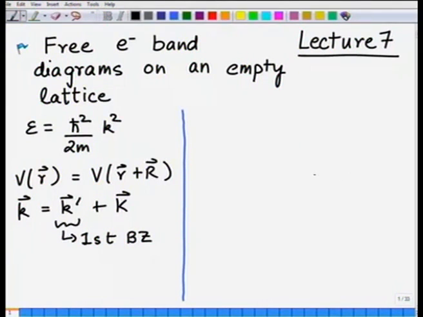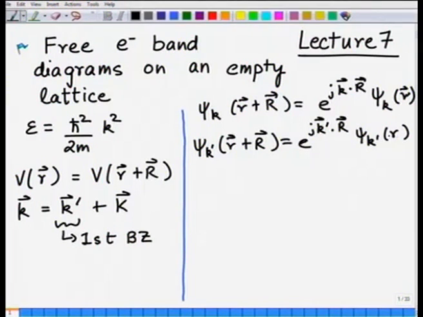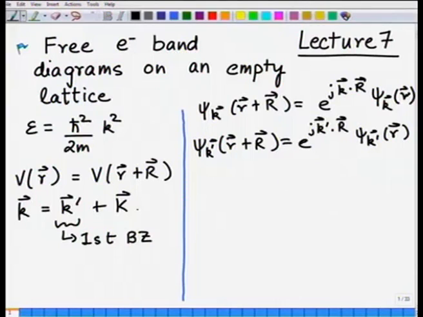The second thing I had shown you in the previous lecture was that there is no unique K which defines the wave function, namely phi of K at R plus R is simply equal to e to power j k dot R phi R, or I could also write it as phi K prime at R plus R equal to e to power j K prime vector dot R phi of R. So, now you can see that it does not matter whether you choose K or K prime, it is the same thing as long as K and K prime differ from each other by a reciprocal lattice vector. So, this is the trick.